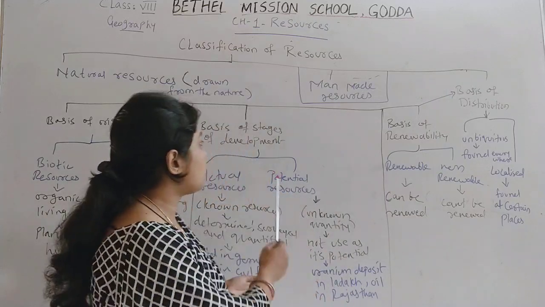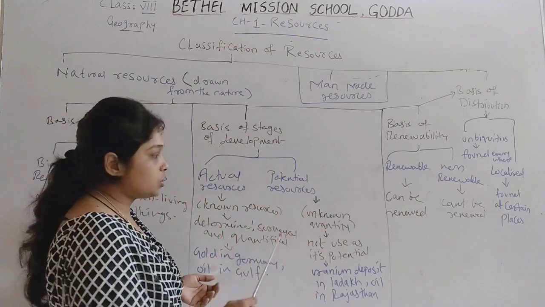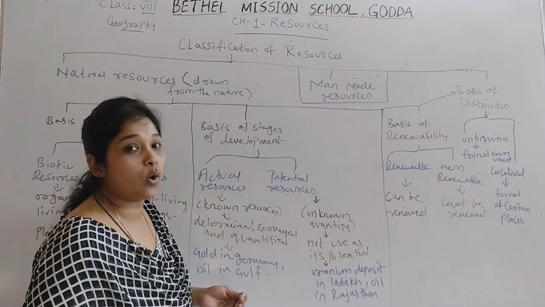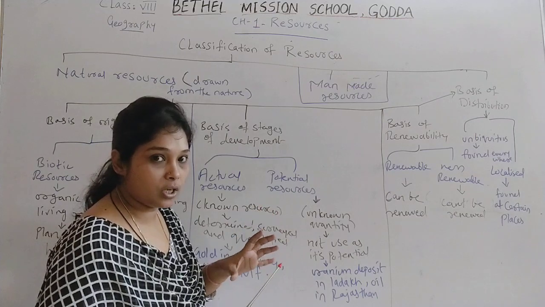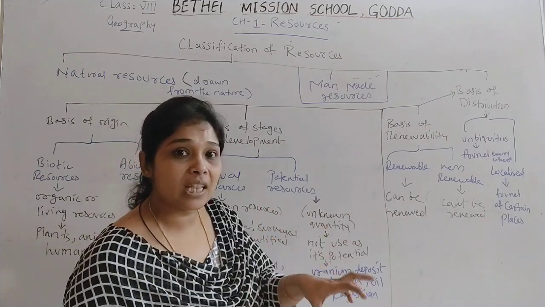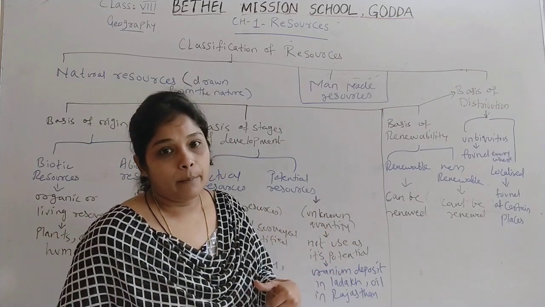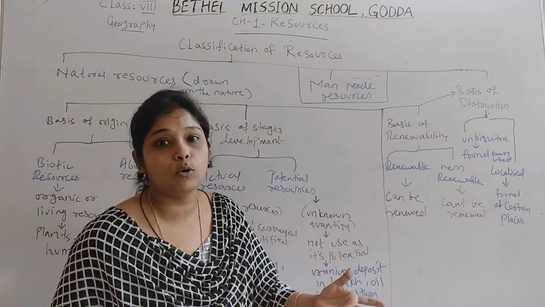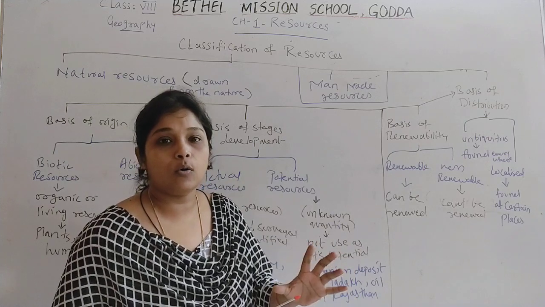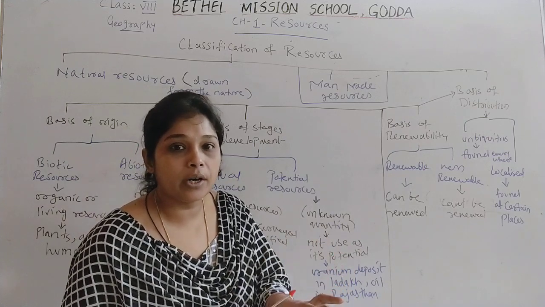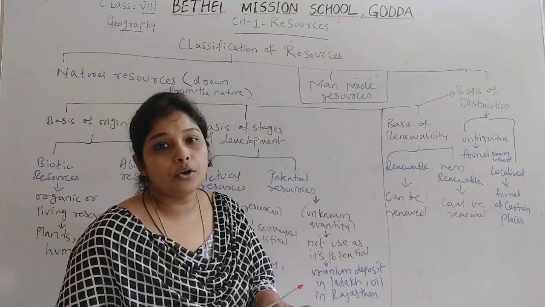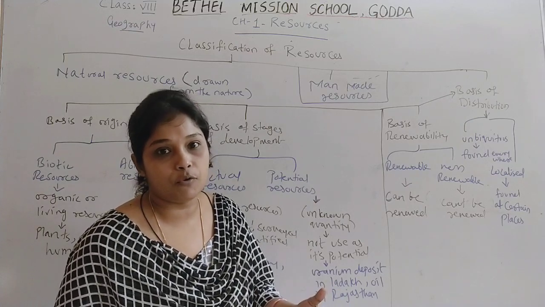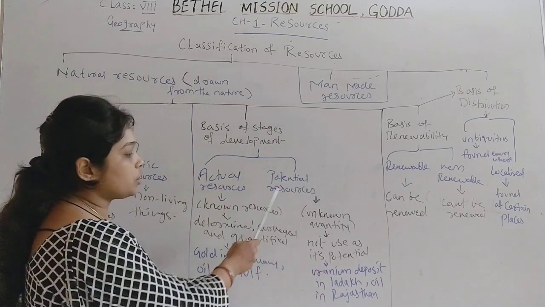But when we talk about potential resources, those resources are unknown. Unknown means we don't know about the quantity and quality of that resource in a particular region, because of which, although those resources are there, we cannot use them. We are not using those resources because we do not know about them. We don't know their quality and quantity in that region. So we are not developing them to the full extent, which is called potential resources.